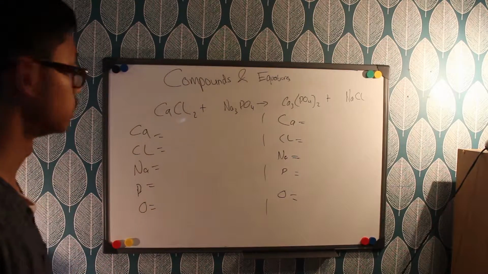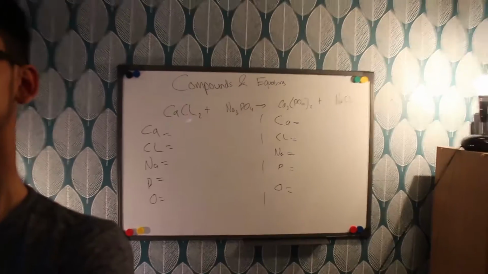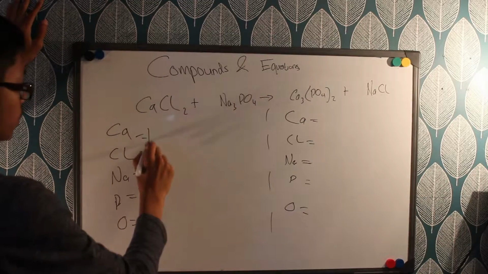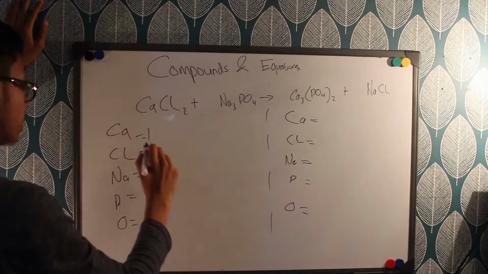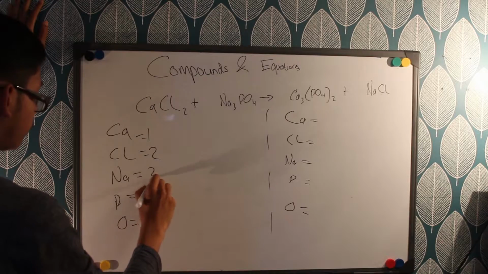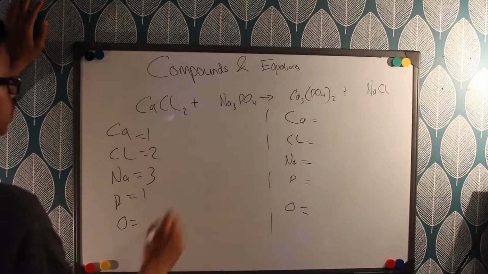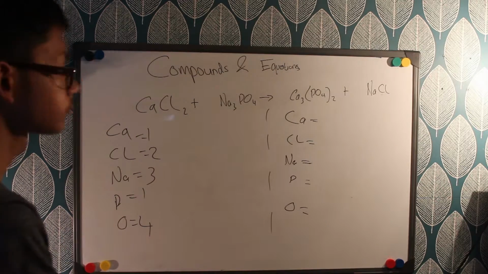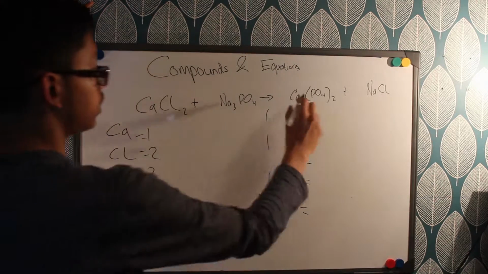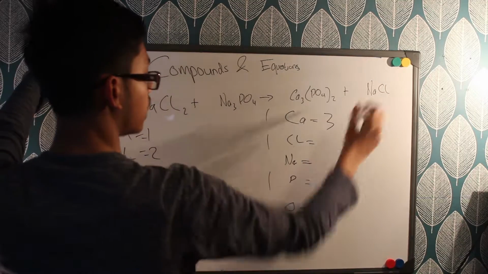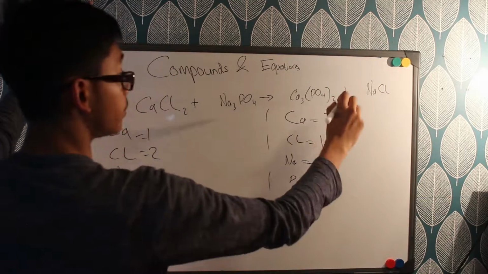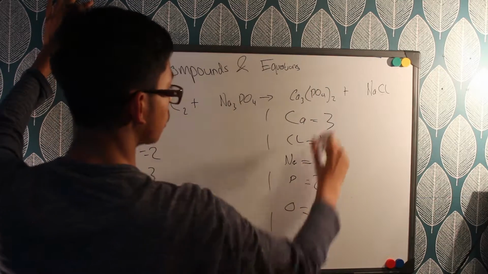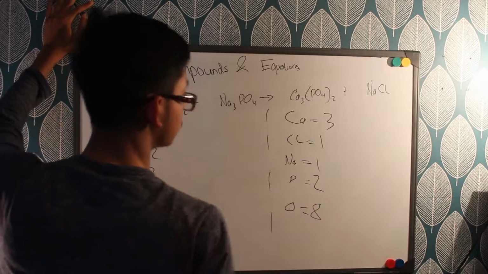Let me zoom in a bit so it's easier to see. There we go. So calcium only has 1, chlorine only has 2, sodium only has 3, phosphorus only has 1, oxygen only has 4. Alright, that side is done. I labeled all my values there. Now I'll go to this side. Calcium I have 3, chlorine I have 1, sodium I have 1, phosphorus I have 1 times 2, so there's 2. Oxygen, 4 times 2, I have 8 oxygen right there.